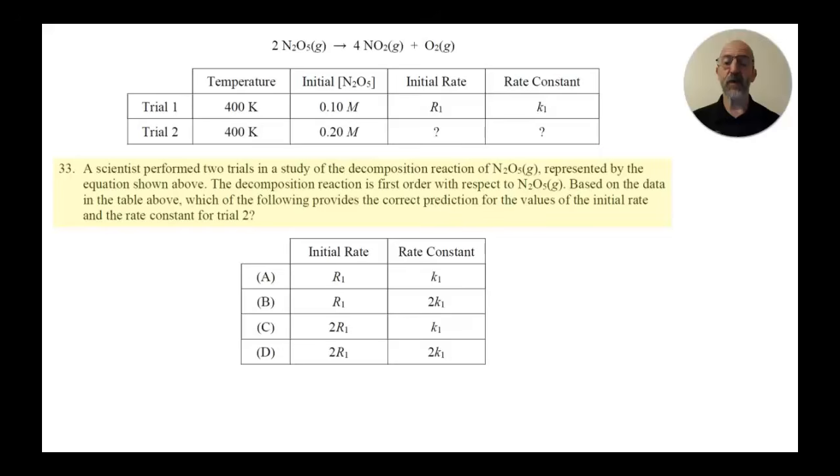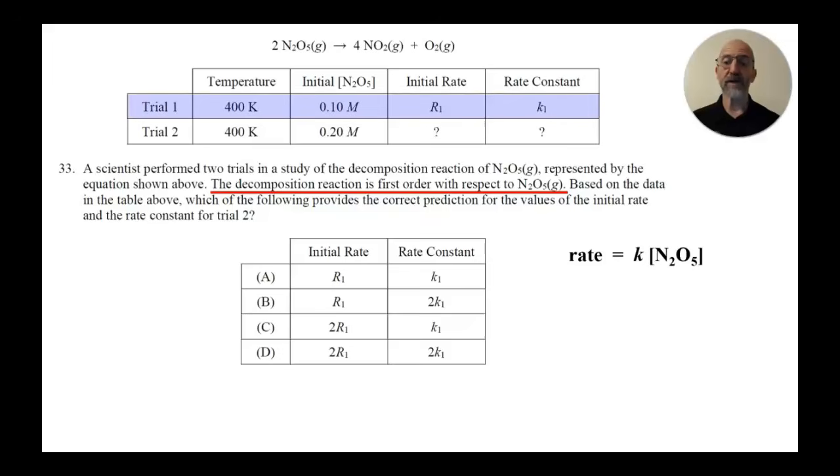So as you can see in the 4 answer choices, we're not actually doing any math to calculate the value of the rate constant or the rate. We are simply comparing the initial rate and the rate constant in trial 1, which are represented as R1 and K1, with the initial rate and the rate constant in trial 2. Now they tell us the decomposition reaction is first order with respect to N2O5. So what I will do is write the first order rate law. Rate equals the rate constant K times the concentration of N2O5.